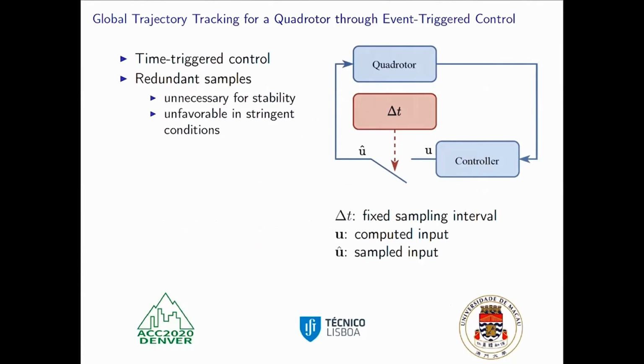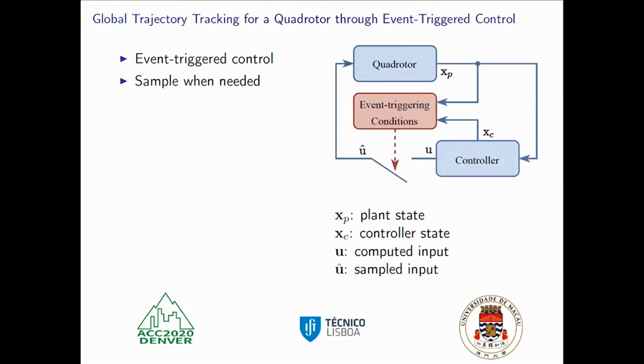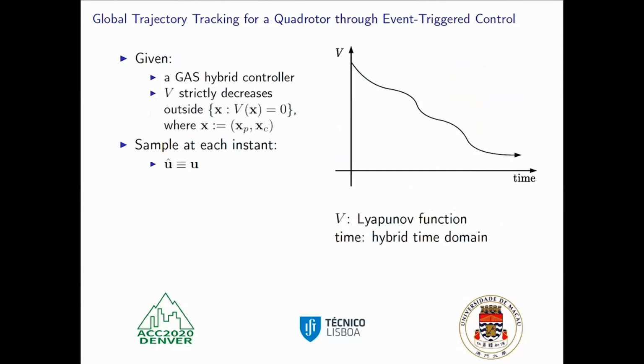Moreover, redundant samples are not favorable when, for instance, the communication channel has limited bandwidth or the controller has limited computational power. Using event-triggered control, a sampling is issued only when some state-dependent event-triggering conditions are met, therefore reducing redundant samples. In our work, we particularized this idea in the problem of trajectory tracking for a quadrotor.